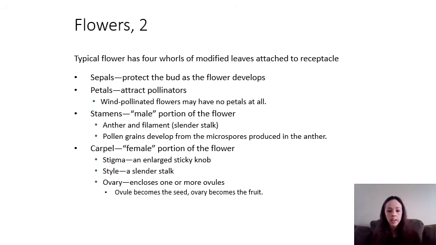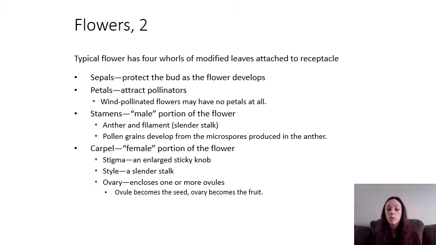The typical flower has four whorls of different modified leaves that are attached to the receptacle. The sepals protect the bud as the flower develops. Petals attract the pollinators. Different colored flowers are going to attract different kinds of pollinators. Generally flowers that rely on wind pollination have no petals at all.